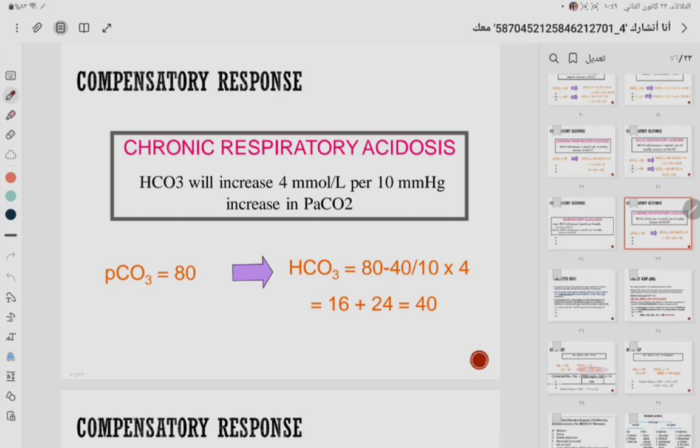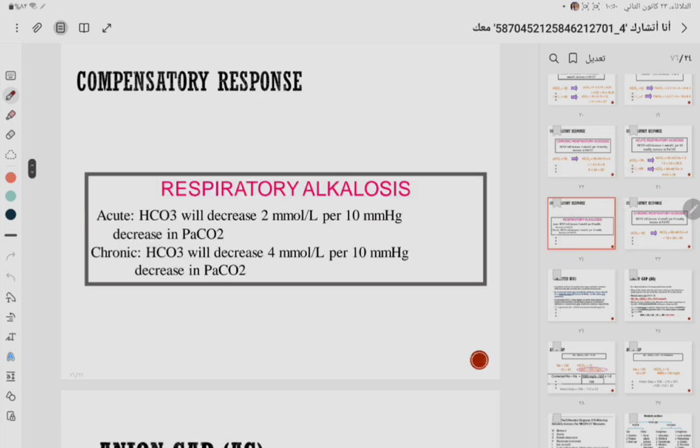Respiratory alkalosis. Bicarb will decrease by 2 per 10, or by 3 per 10 and 5. I would say 3 and 5, not 2 and 4. The slides should be changed, to be honest. I'm sorry. But the bicarb should decrease by 2 and 3 for each 10, in the acute and the chronic, and 4 to 5 for each 10 millimeters of mercury drop in the PCO2. Next.